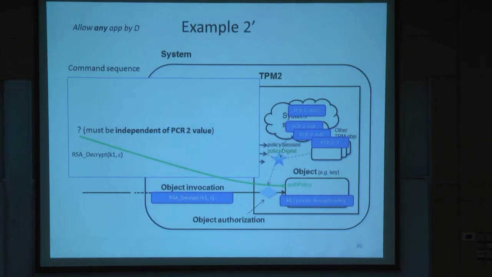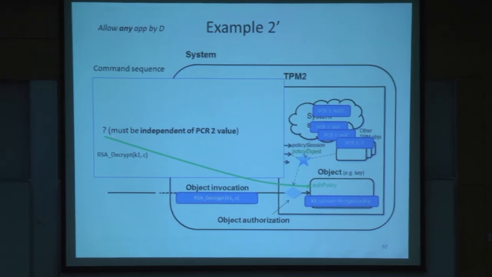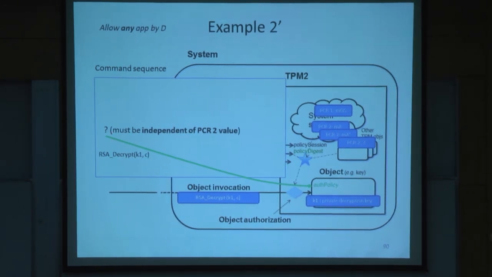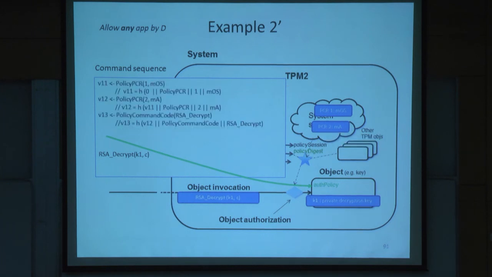So we have to set up a sequence of commands so that this last value is independent of PCR2 value, but we still want to be able to say only applications authorized by this developer are allowed. Okay, so this is where we can use this external authorization command. So we build up the same way as before. We import PCR1, we import PCR2, we say what command we want to run, but then we will need to map this value to some fixed value that doesn't depend on PCR2.